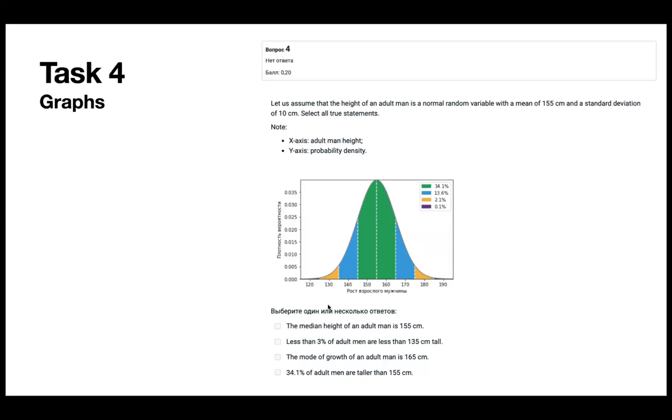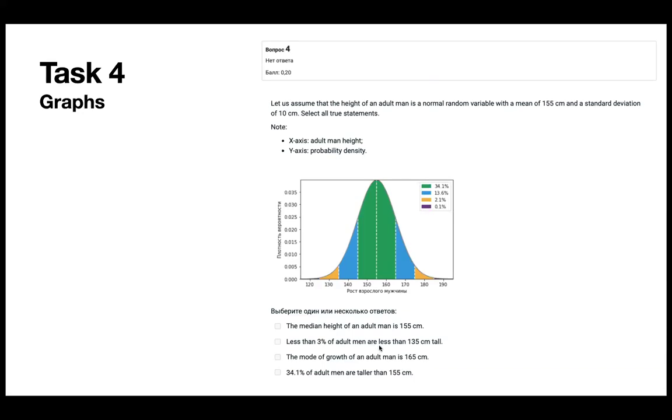Okay, let's now read the statements. The median height of an adult man is 155. We can see that that's true. The median value is just here, so it's 155.